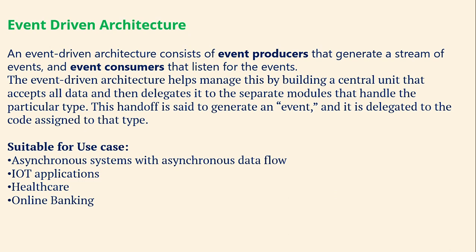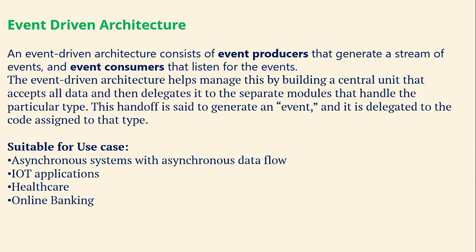Now let's see what event-driven architecture is. An event-driven architecture consists of an event producer that generates a stream of events and an event consumer that listens for the events. The event-driven architecture helps to manage this by building a central unit that accepts all the data and then delegates it to the separate module that handles the particular type. This handoff is said to generate an event and is delegated to the code assigned to that type.